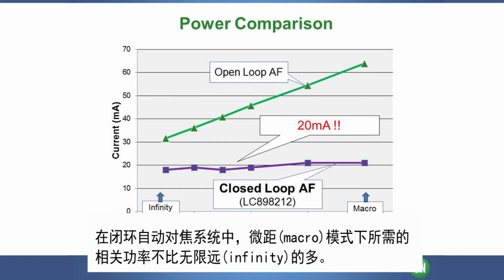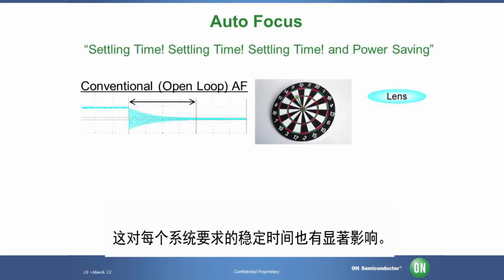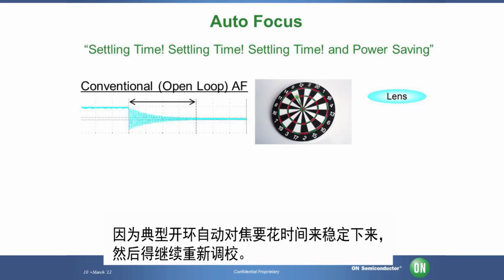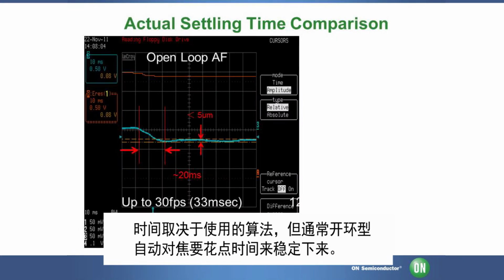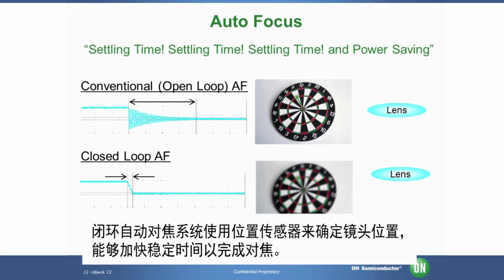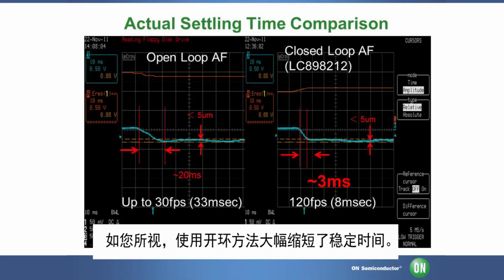With the closed-loop system, there is no more relative power draw in macro mode than there is required in the infinity position. This also has a significant effect on the settling time required by each system, because the typical open-loop autofocus takes time to settle and then has to continue to readjust after the fact. Time depends on the algorithm used, but typically the open-loop type autofocus takes quite a bit of time to settle. Closed-loop autofocus systems use the position sensor to determine the lens position, which allows for a faster settling time to complete the focus. As you can see, the settling time is significantly reduced by using the closed-loop method.